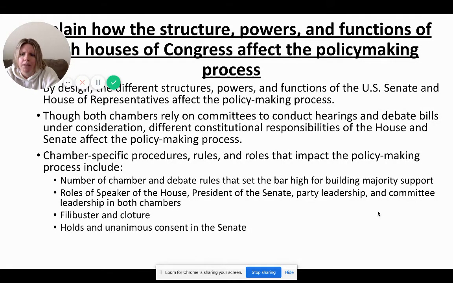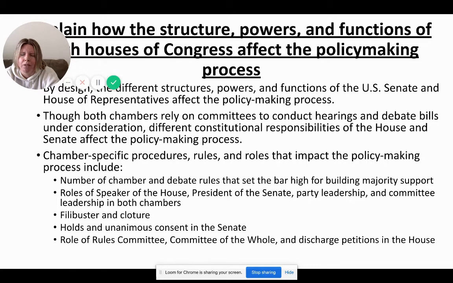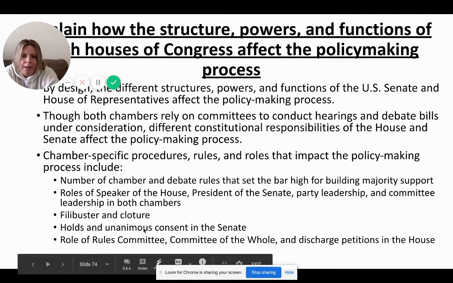Know that there's the filibuster and cloture in the Senate. There's just a lot more rules in the Senate that make it harder to pass laws as well. The House also does have a rules committee that allows them to basically put more rules on bills, makes it harder to pass, and that kind of stuff.